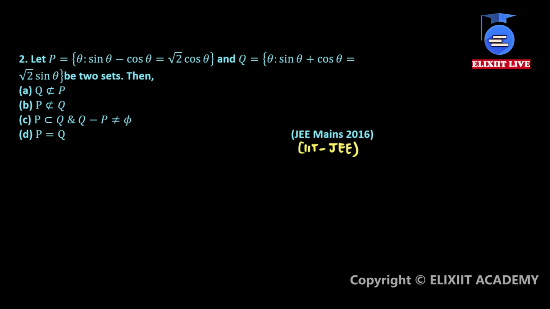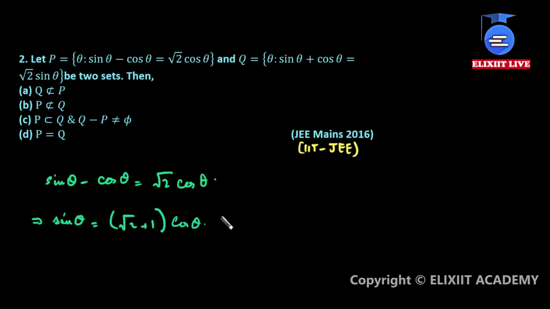Okay, let's simplify this a bit over here to find out this particular theta. Let's take the first set: sin theta minus cos theta is actually √2 cos theta. So first of all, let's take this cos theta on the right hand side. So we have sin theta is actually √2 plus 1 times cos theta.